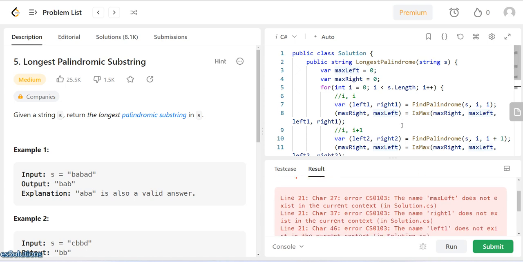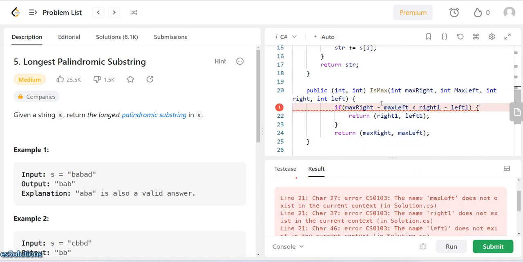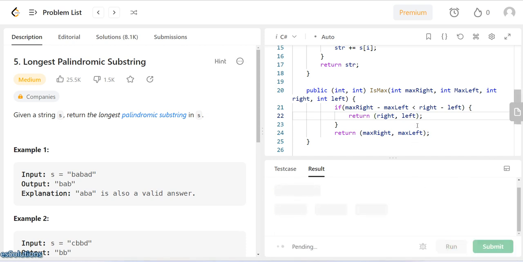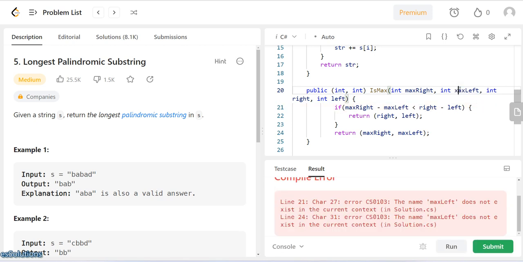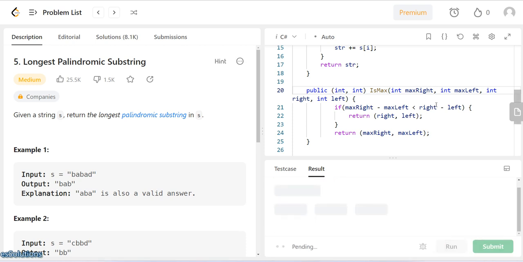Okay, so line 21, it does not exist. Max left does not exist. Why will it say that? Sorry, when I copied, I did not remove this. So let's try it again and see. Okay, I think max left, this was why it was. I was using a capital M here. So let's try it one more time.